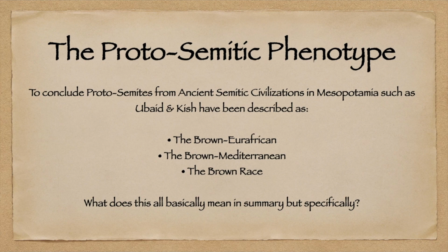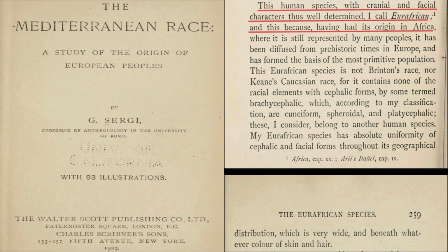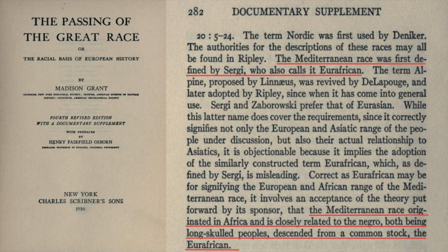What does all this basically mean in summary? Let's just break this down. So, when it comes to the Mediterranean race by G. Sergi, he says, this human species with cranial and facial characters thus well determined, I call Eurafrican, and this because having had its origin in Africa. And this is from The Passing of the Great Race, and it says, the Mediterranean race was first described by Sergi, who also calls it Eurafrican. The Mediterranean race originated in Africa and is closely related to the Negro, both being long-skulled peoples, descended from a common stock.